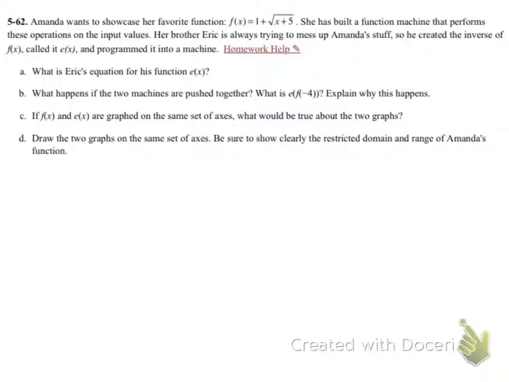So problem 62, we're taking a look at a function and then trying to find the inverse of that function. So taking a look at the original function right here, f of x is the same thing as y. So we have y equals 1 plus the square root of x plus 5.